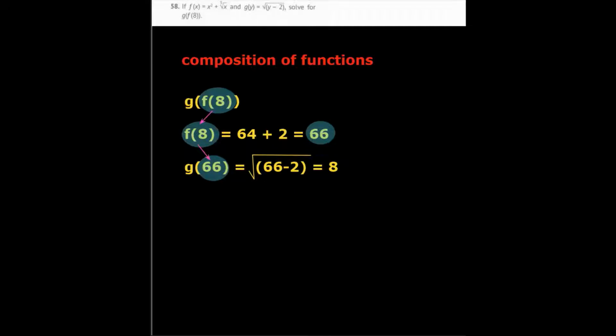8 squared is 64, plus the cube root of 8, which is 2, is 64 plus 2, or 66. Then we take the number 66 and bring it to rule g. g says take the number and subtract 2 and take the square root. So 66 minus 2 is 64, and the square root of that is 8. So the correct answer was 8.